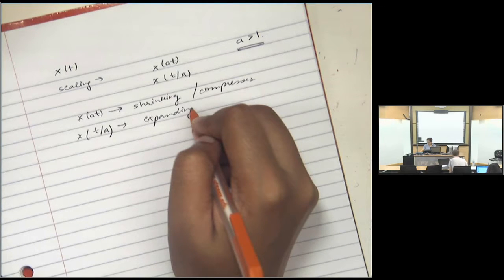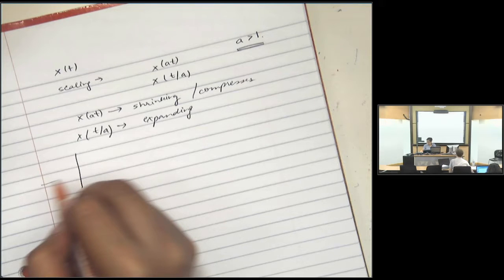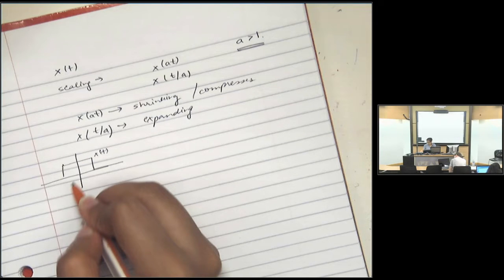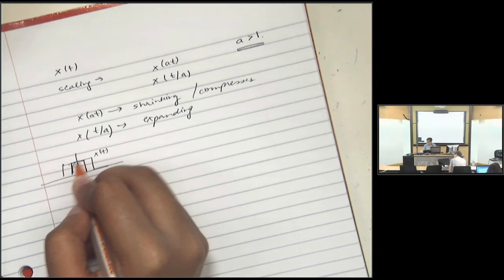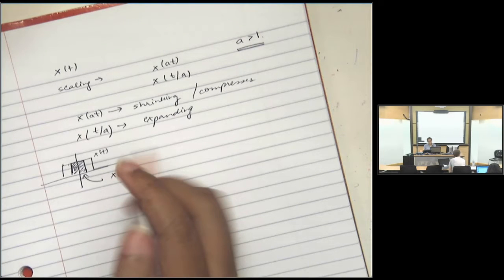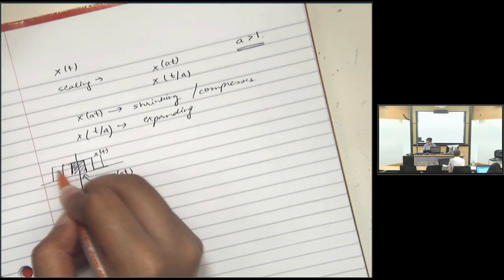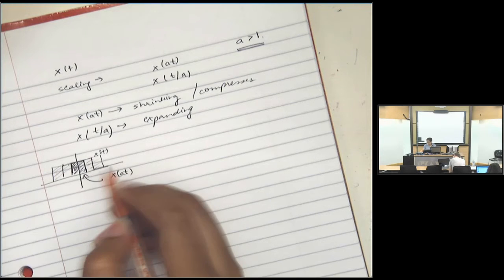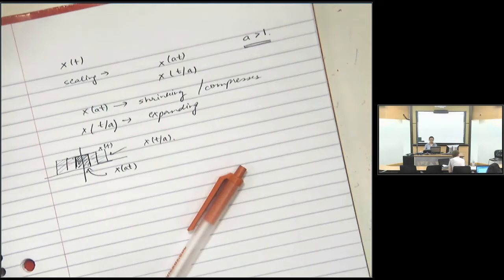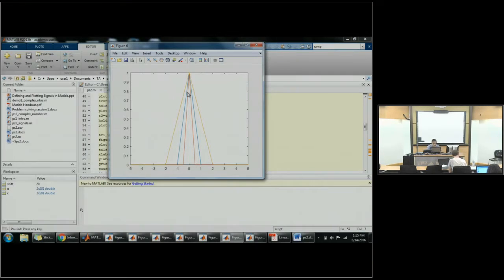Okay? So if initially your function is of this sort, so this is x of t, x of a t will be like this. This is x of a t, so it's compressed in time, and x of t over a will be like this, so it's expanded over time. This is what we are showing in MATLAB right now. So let's go back to the plot. The blue one is the standard one that we have, red one is the shrinked version, and yellow one is the expanded version. So let me show it to you.